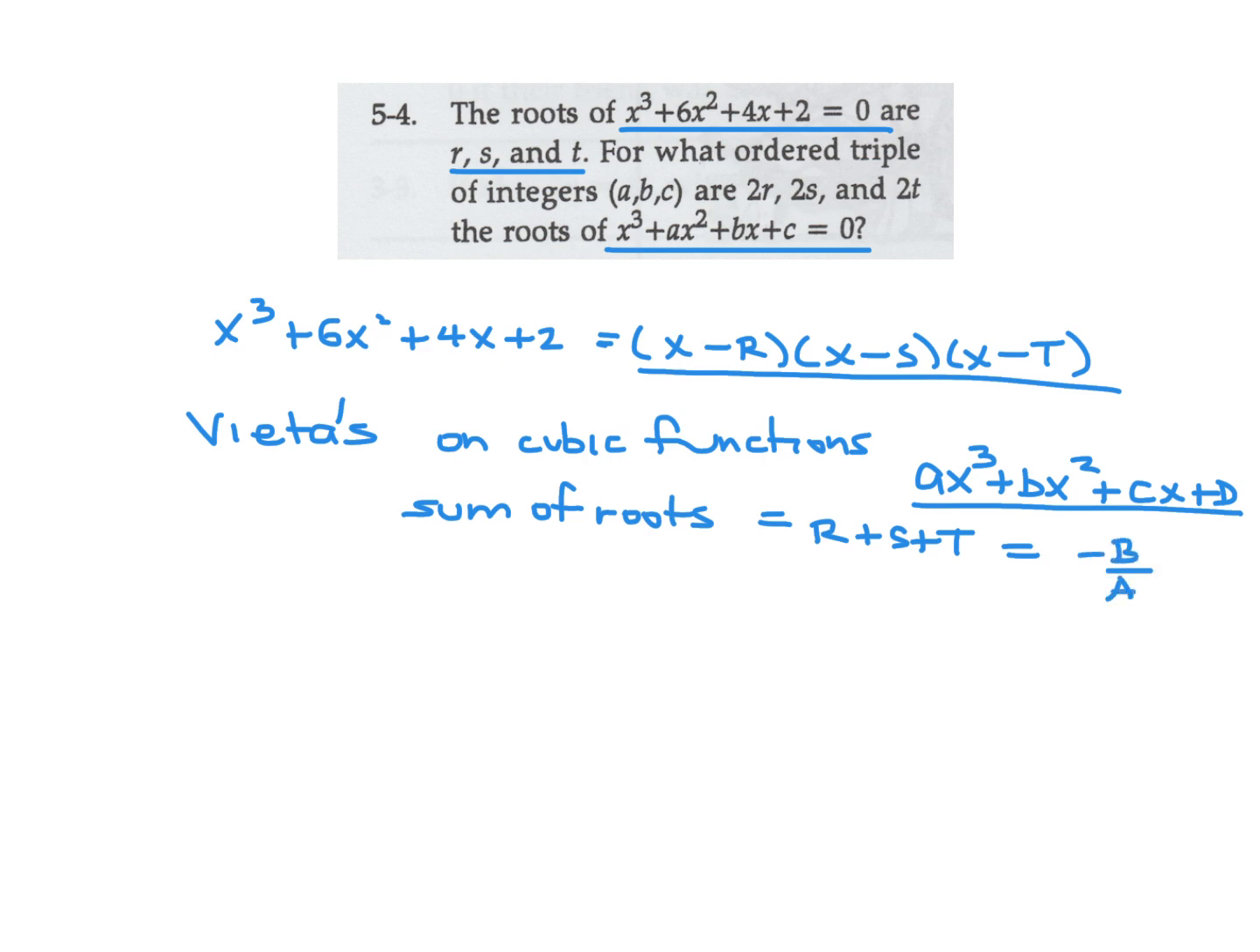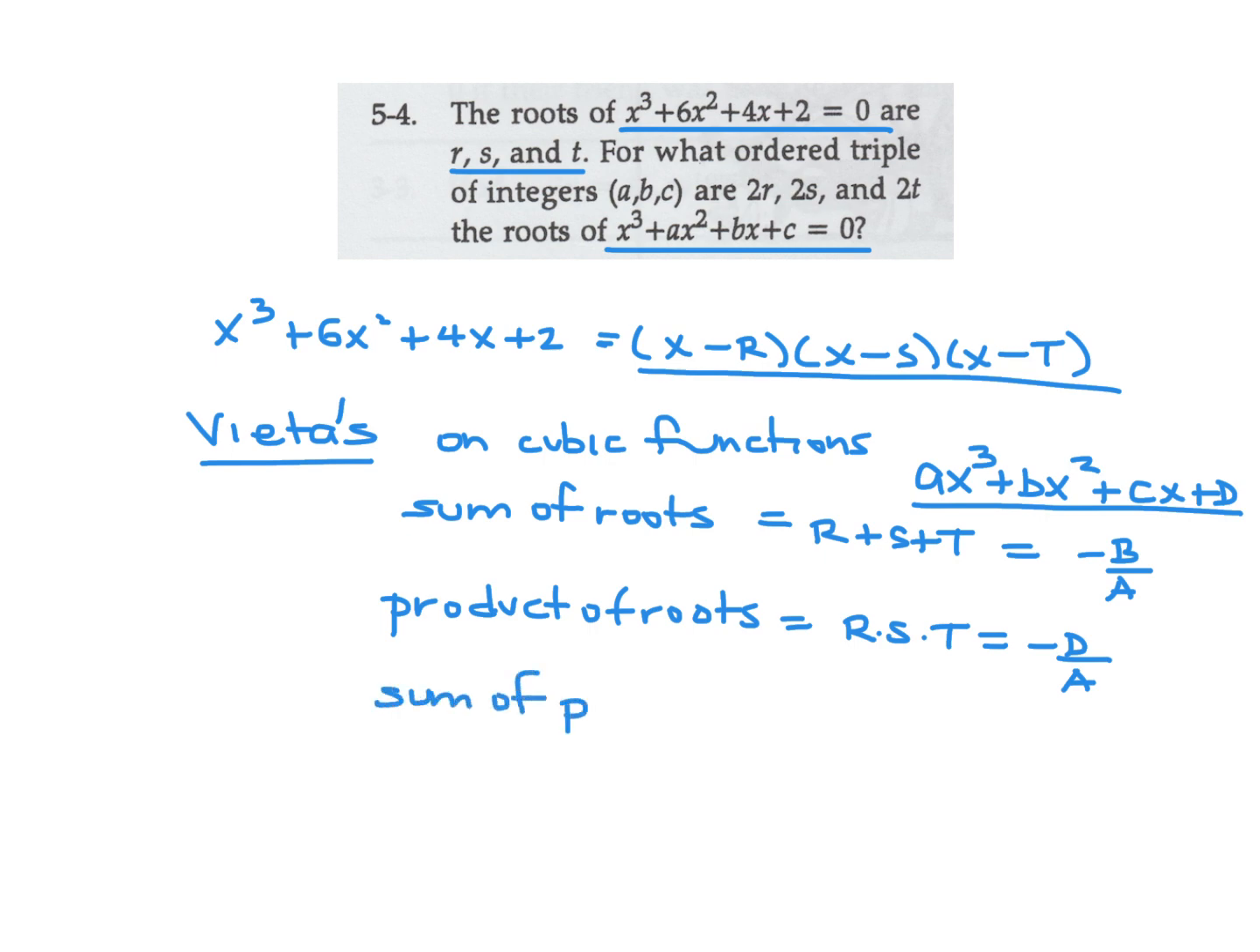Okay, whatever those coefficients are. And then the product of the roots, if the roots are r, s, and t, obviously the product is r times s times t, but using Vieta's, it is minus d over a. And then you have another one called sum of products. Sum of products is basically as follows. It's rs plus rt plus st, and that is c over a.